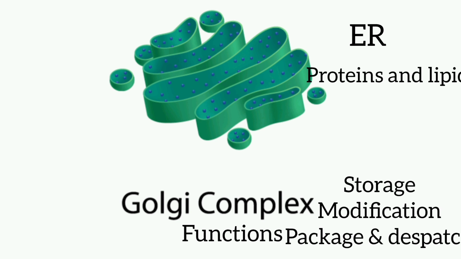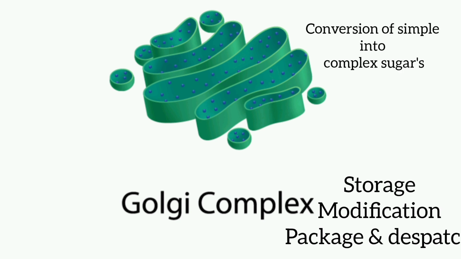Then apart from this main function, it also performs certain other functions. Then what are the other functions of the Golgi apparatus? In addition to this, the Golgi also converts simple sugars into complex sugars, and it also helps in the formation of lysosomes. What are lysosomes? Lysosomes are small organelles that clean up waste in the cell, and they are like the cell's cleaning staff.